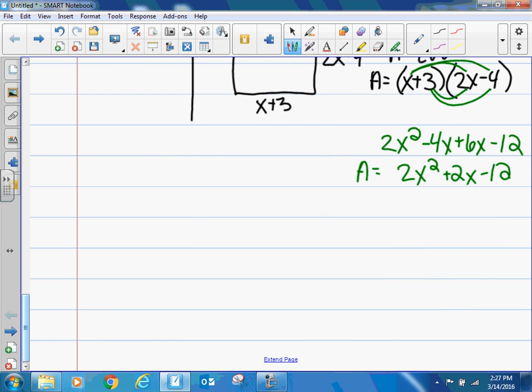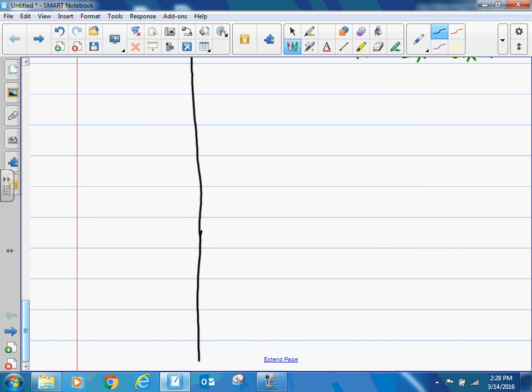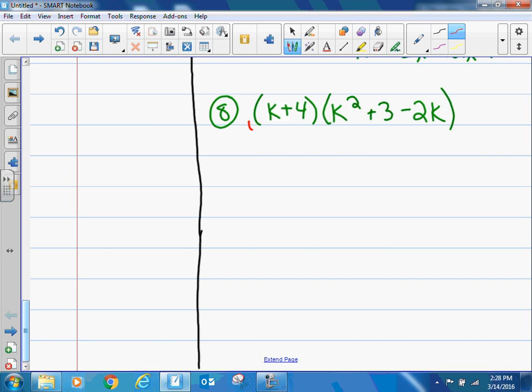All right, so I do want to show you an example where the two polynomials that we're multiplying aren't both binomials. So here I'm going to multiply k plus 4 times k squared plus 3 minus 2k. To do this, you have to make sure you're multiplying each term by each term of the other. So I usually take the one that comes out in front, so that's this k plus 4, and I have to distribute each one of these terms to every term in the trinomial over on the right.